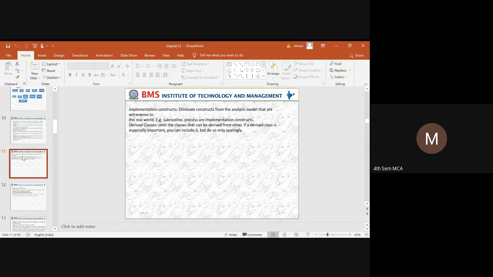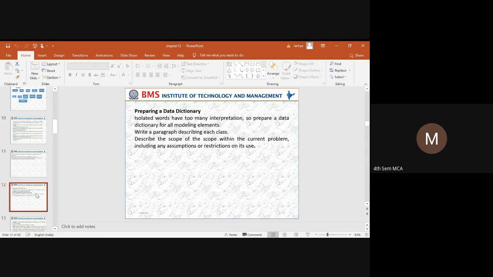Next is a derived class. When we are going to consider this, we can use the concept of generalization. If one class can be derived from another class, when it is in the form of a generalization, those classes have to be eliminated. This is how you need to keep the right classes. So next thing is preparing a data dictionary.